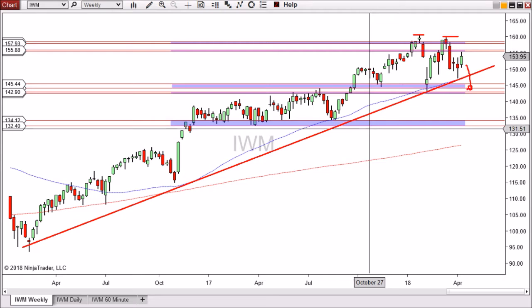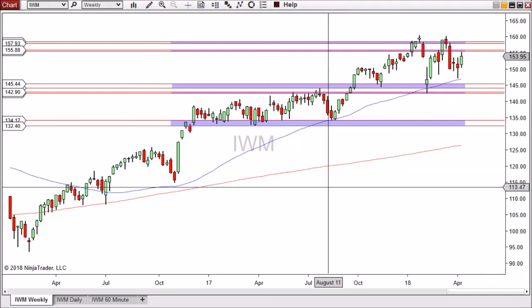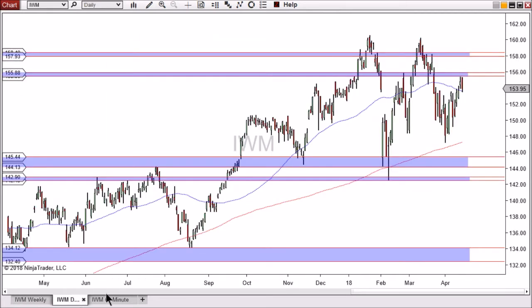So until it breaks below this line and maybe gets below this low here, then we probably could say we get a lower high, lower low. Then once we get below this level here, somewhere around the 143 area, then maybe you consider that a possible trend change on the longer term.